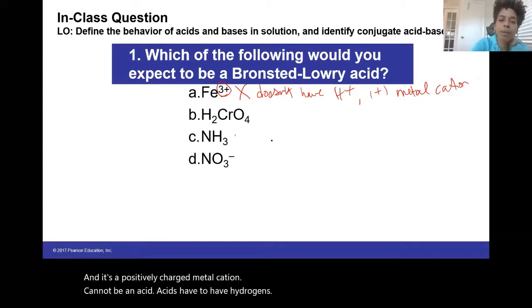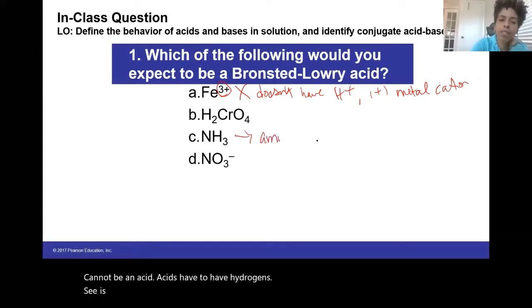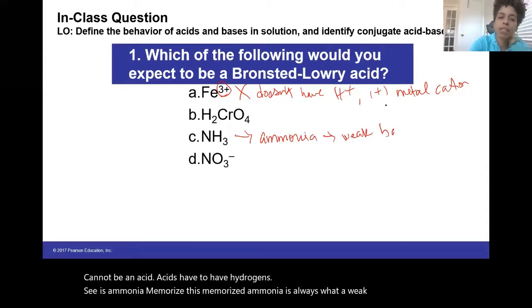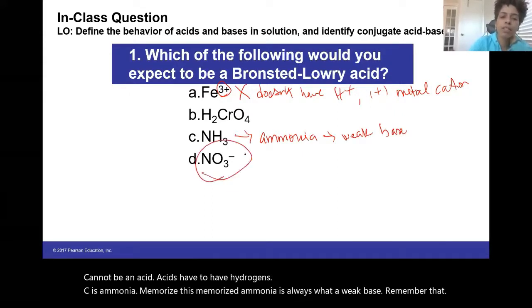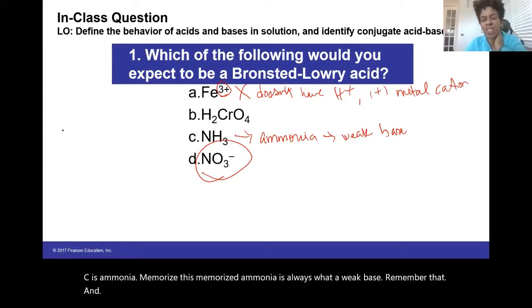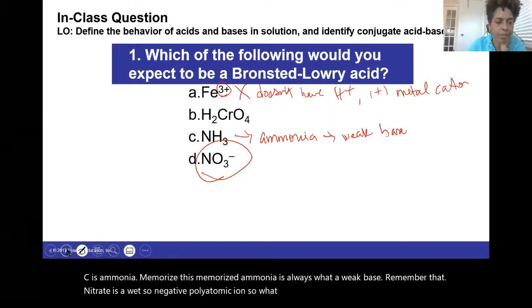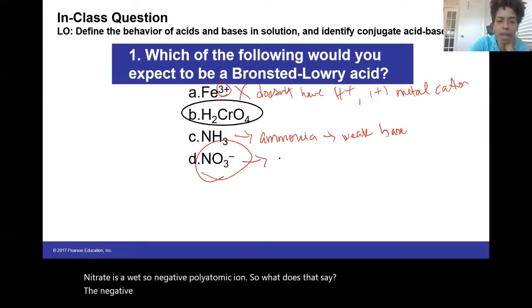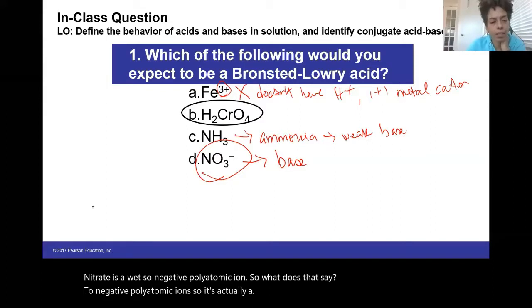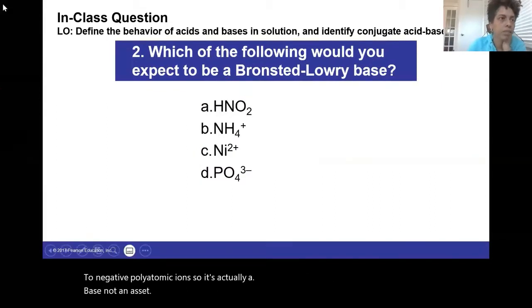C is ammonia. Memorize this. Ammonia is always what? A weak base. Remember that. And nitrate is a what? It's a negative polyatomic ion. So what does that say? It's a negative polyatomic ion, so it's actually a base, not an acid. All right, next question.